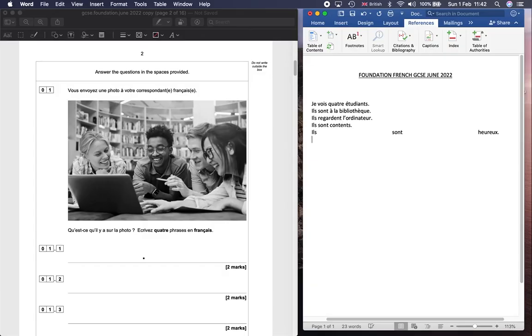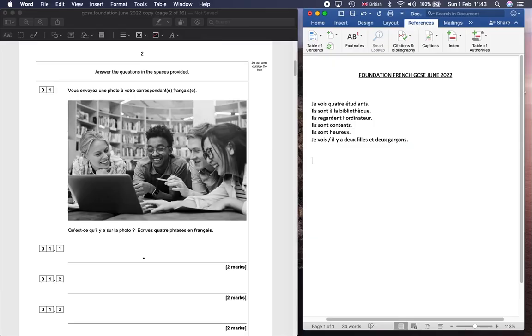We can also talk about the fact that there are 2 boys and 2 girls. So you can say, je vois, or you can say, il y a. So it's either I see or there is. Il y a 2 filles et 2 garçons. 2 filles et 2 garçons.